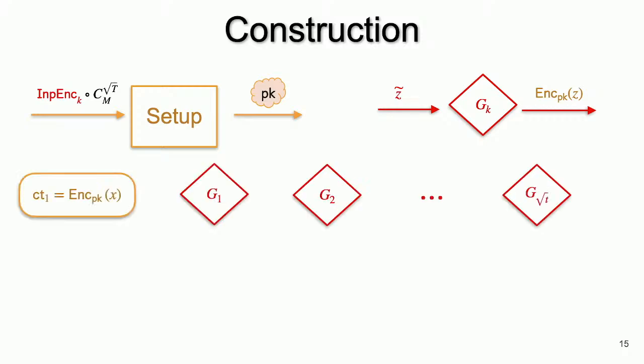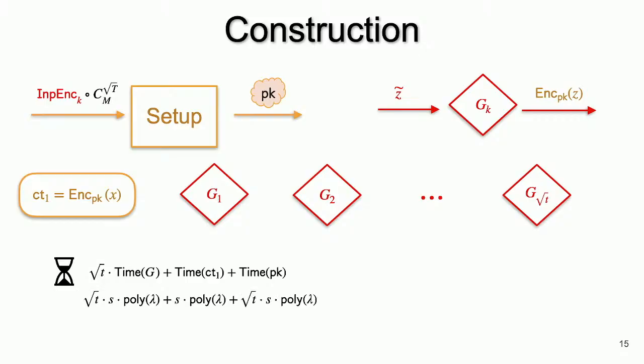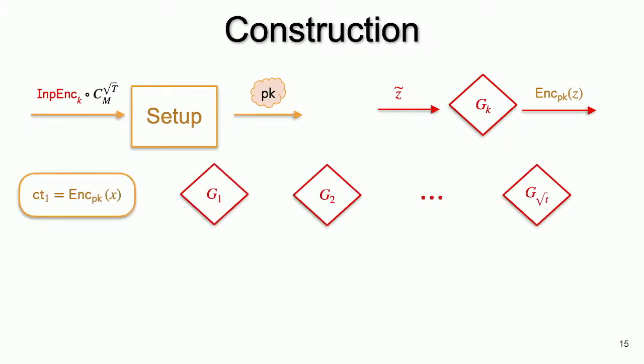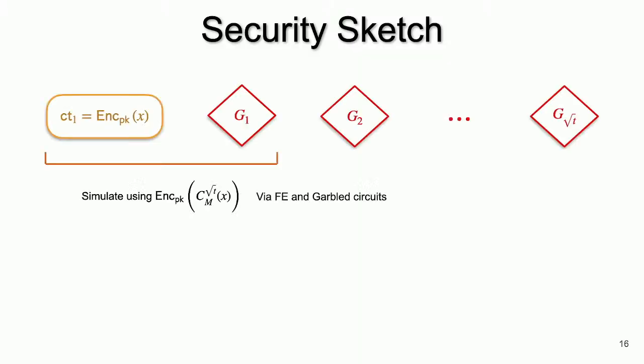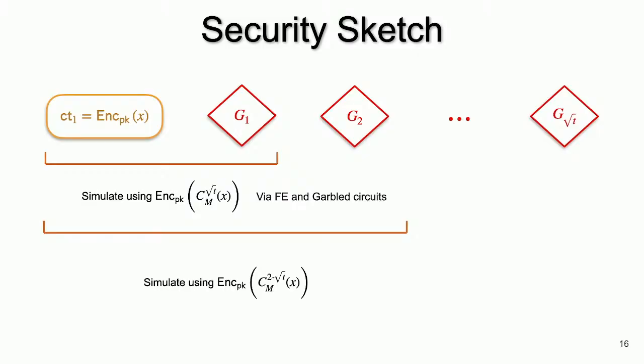So this is the final construction. You have a garbling algorithm as part of the LFE setup, and the time grows with square root t times g plus what I've said before, and everything is square root t times s times poly lambda. And security is also straightforward. Given the first two, let's say CT1 and G1, I can simulate everything using FE and garbled circuits and move hybrid forward one by one. So it's very, very straightforward. Nothing complicated happening.